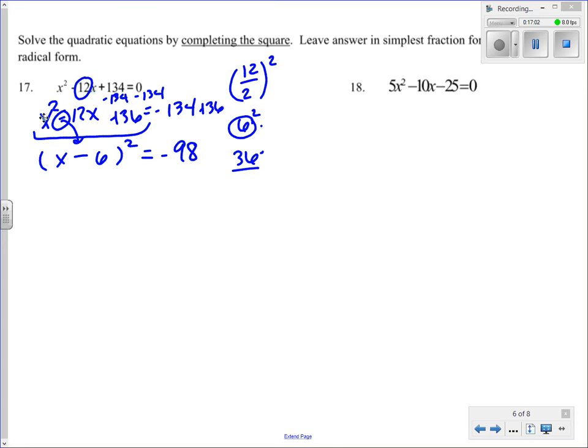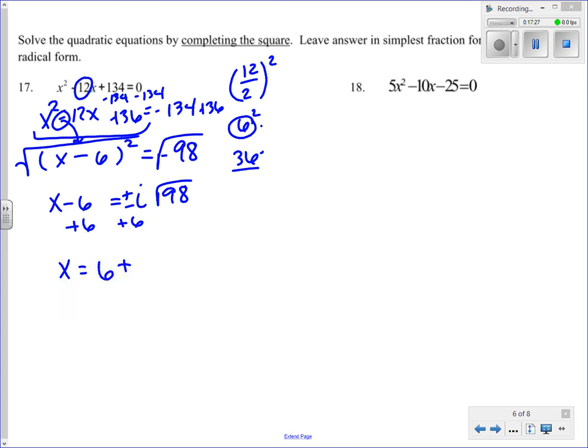From here, we take the square root of both sides. So here, our x squared, or our square and our square root will cancel out. And then we will have on our right, i square root of 98. And don't forget that plus or minus. We want to pull out that i because of the negative in the square root. We can add 6 to both sides. The 6 will come before the plus or minus.